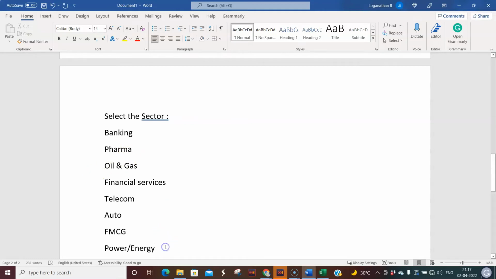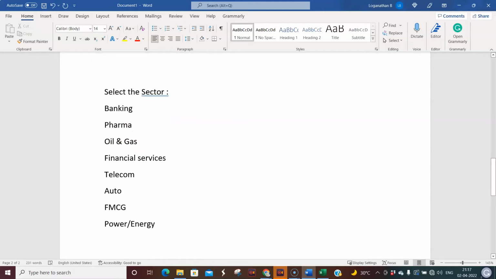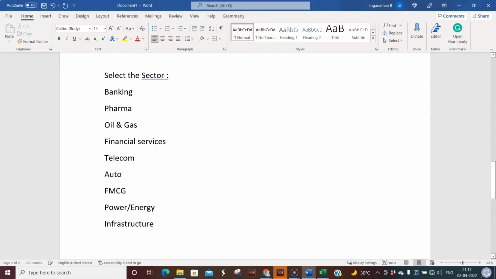And then you can go for the chemical or the infrastructure, or you can go for the metals and mining. So these are the various sectors which are available. This is the limited set of sectors that I have given you, but there are several other sectors that you can go for. So you select the sector where you want to get more specialized or get more analysis done.